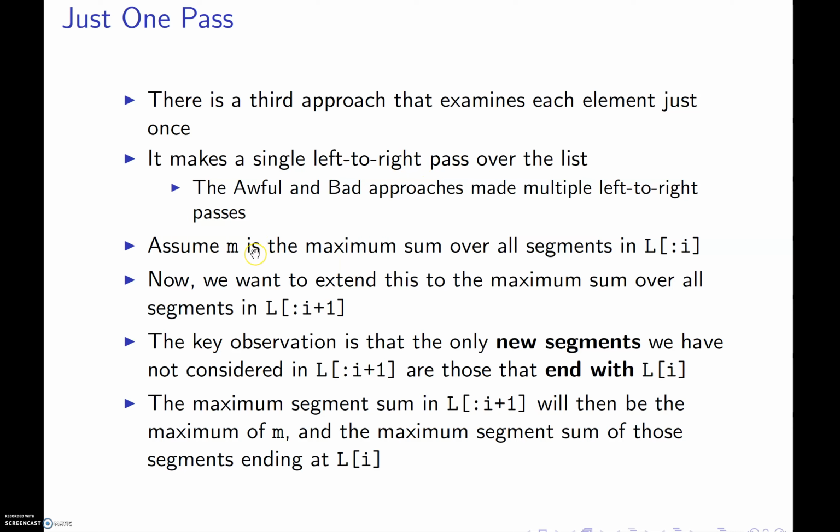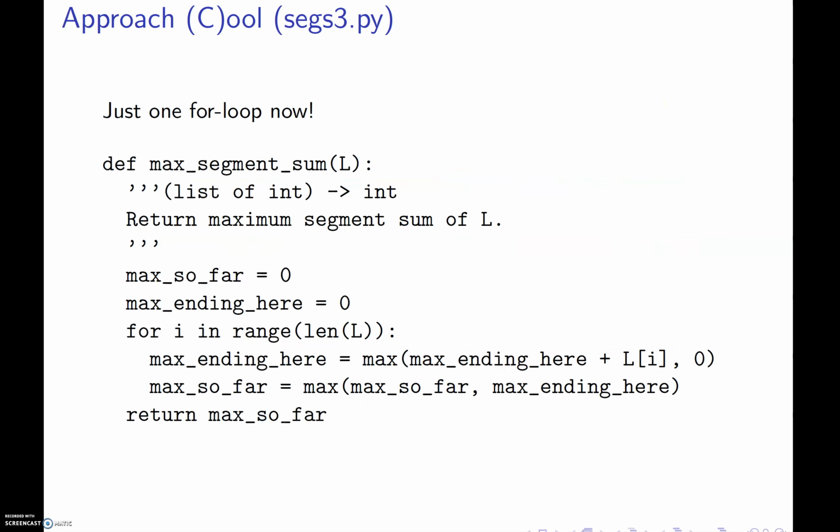So let's assume that M here is the maximum sum over all segments of this list up to i. Now we want to extend this to the i plus 1 length. Okay, the key observation is that the only new segments we have not considered are those that end with L[i]. The maximum segment sum in L up to i plus 1 will be the maximum plus the maximum segment sum of those ending in L[i]. So if that doesn't make sense to you, let's take a look at the function.